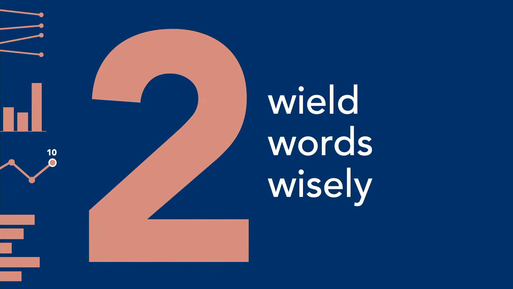Next, let's wield our words wisely. When you are the one who made a graph, it is patently obvious to you what the data represents. However, to make that clear to others, we need to use words. We need to title and label. Let's take a look at how we can do this through an example.